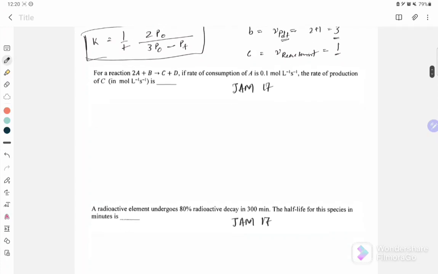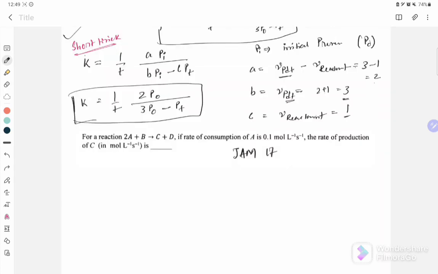What is the next question? That is from JAM 2017. For a reaction 2A plus B to C plus D, if the rate of consumption of A is 0.1 mole per liter per second, what is the rate of production of C?